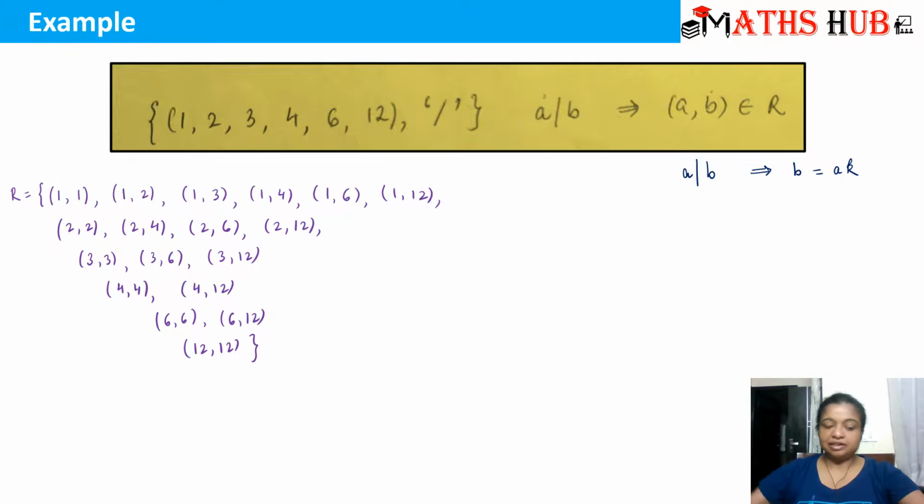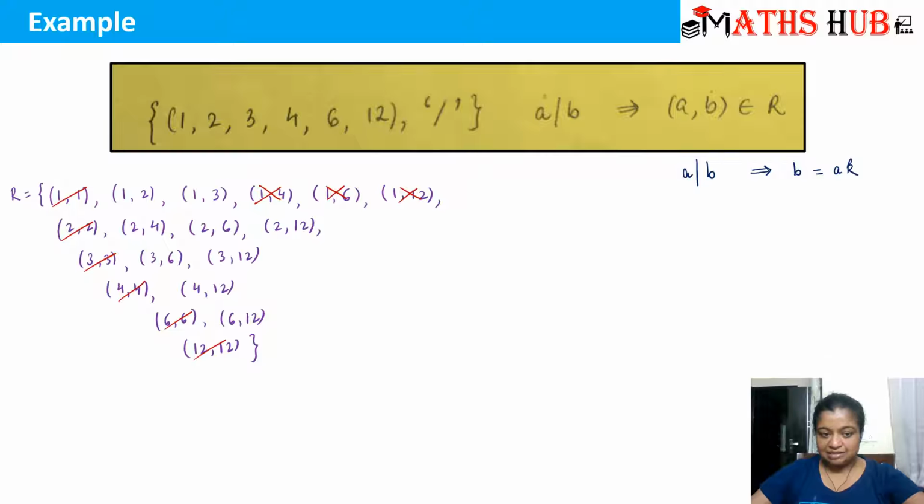Let us cancel all the reflexive pairs. 1,1, 2,2, 3,3. Then we have 4,4, 6,6 and 12,12. Right? Now, 1 related to 2, 2 related to 4. So 1 related to 4 gets cancelled. 1 related to 2, 2 related to 6. So 1 gets related to 6, transitive pair. 1 relates to 2, 2 relates to 12. So 1 relates to 12, so this gets cancelled. With 3, 1 relates to 3, 3 relates to 6.